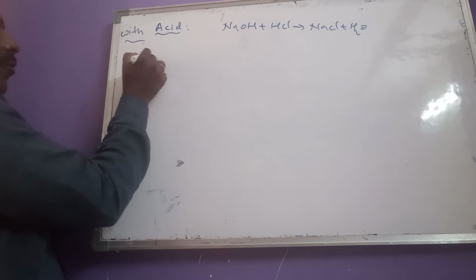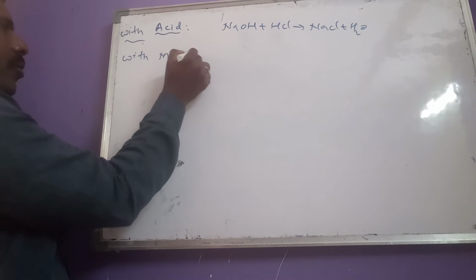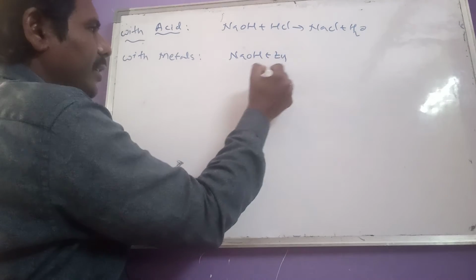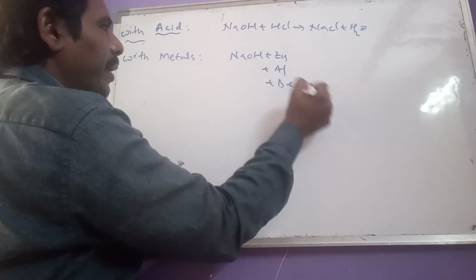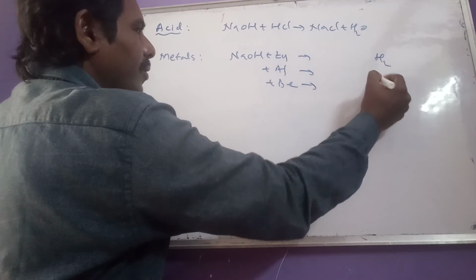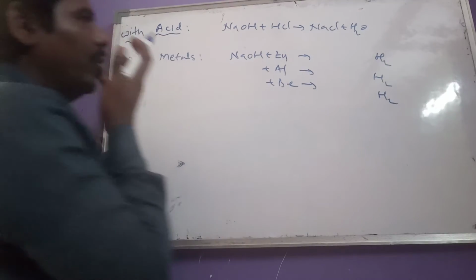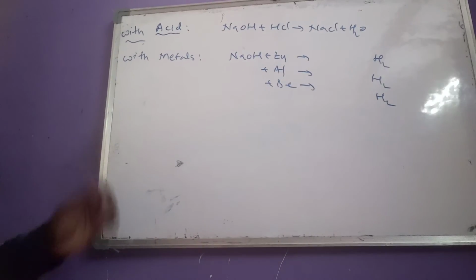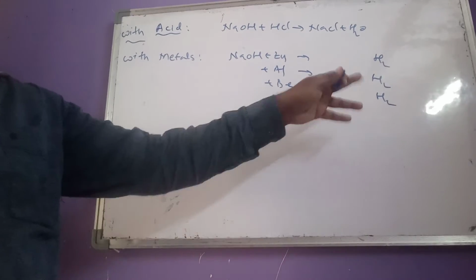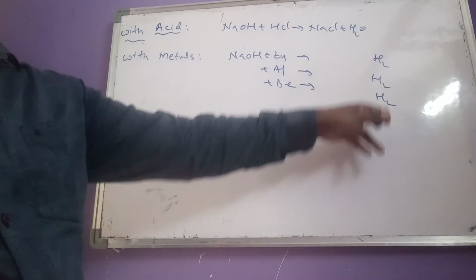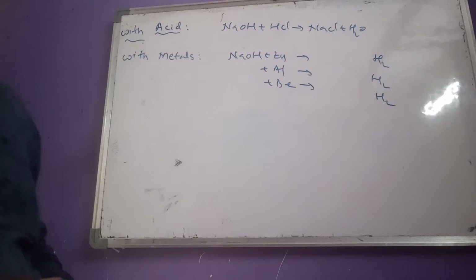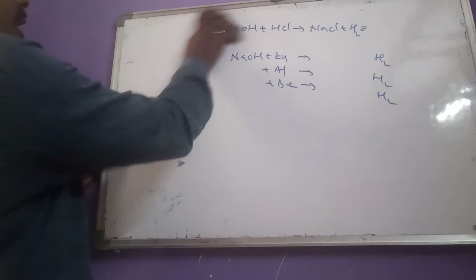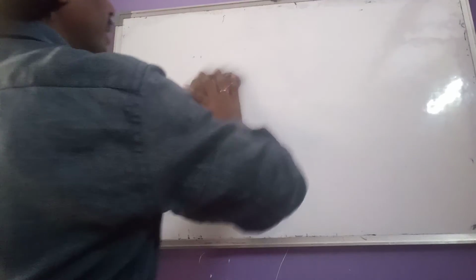And NaOH reacts with metals also. NaOH reacts with zinc, aluminium and also beryllium, and that causes liberation of hydrogen gas. Of course, here we can get sodium zincate, sodium aluminate and so on, but the main product we have to concentrate on is hydrogen gas. So like that, NaOH reacts with metals and liberates hydrogen gas.